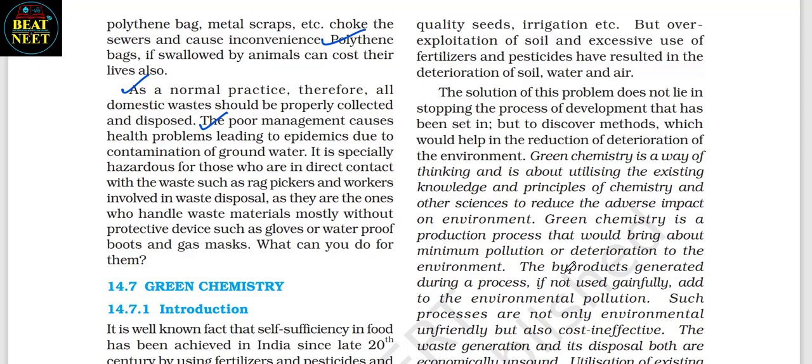Poor management causes health problems leading to epidemics due to contamination of groundwater. It is especially hazardous for those who are in direct contact with the waste, such as rag pickers and workers involved in waste disposal, as they are the ones who mostly handle waste material without protective devices such as gloves, waterproof boots and gas masks. What can you do for them?